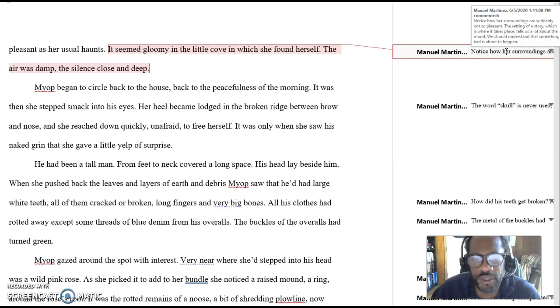When the place around her seems gloomy, then we understand something bad is going to happen. You understand how setting affects a story because you can see that in things like horror movies. Horror movies usually take place at night and in the woods or someplace, or in a dark, creepy house, right? The setting tells us something bad is going to be happening, right?